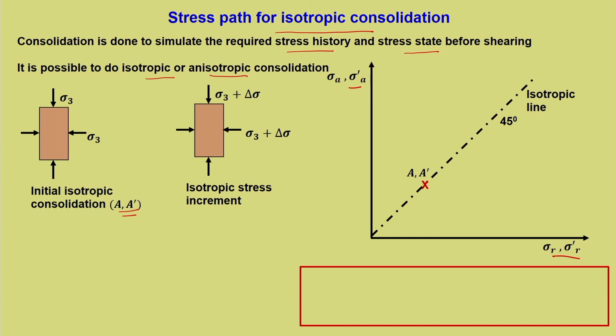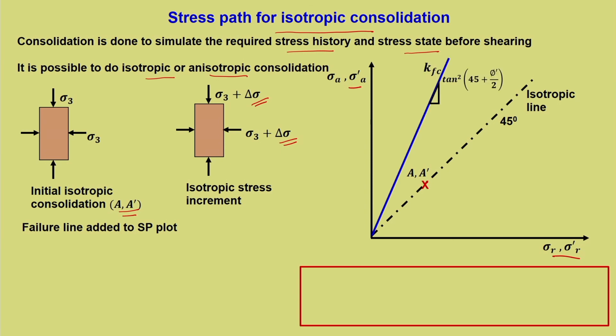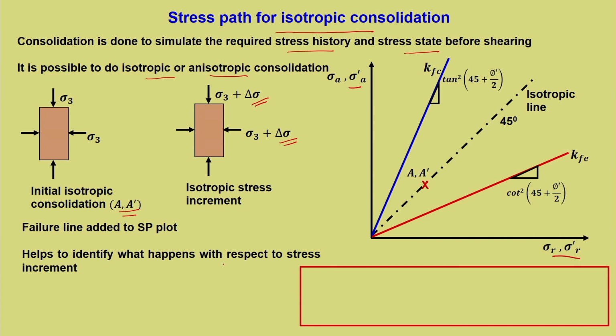Now, this is a saturated soil sample, initially isotropically consolidated. Now, we will increment the stress by delta sigma. So, from the initial point A dash, we apply an incremental stress of delta sigma to it. So, what happens? The failure line is added to the stress path plot. That is the first and foremost thing that we have to do, because without it the stress path plot is not complete. We have already discussed in the previous lecture how it helps to identify what happens with respect to stress increment.